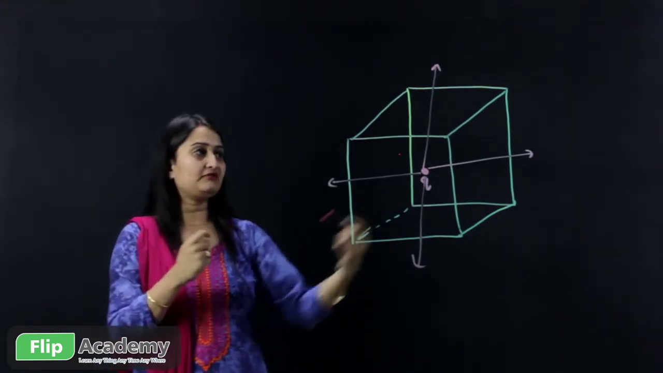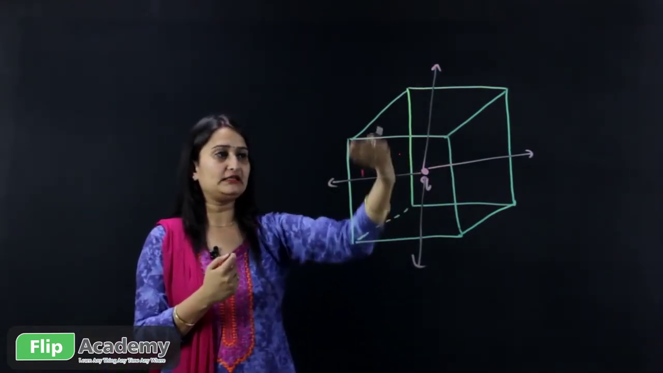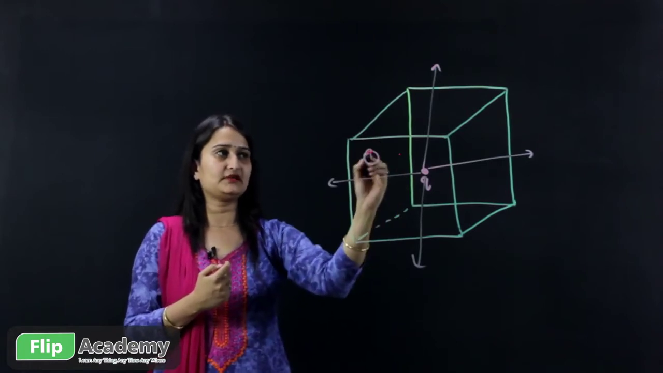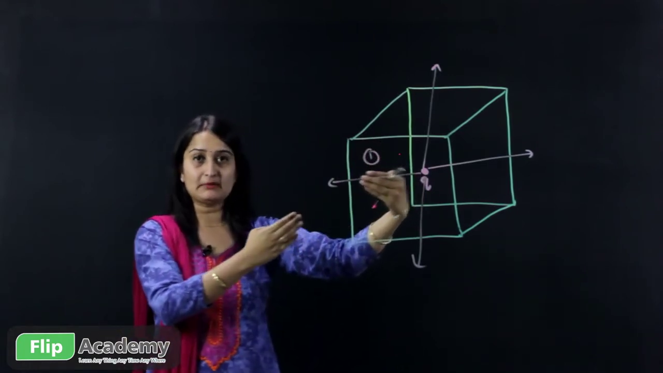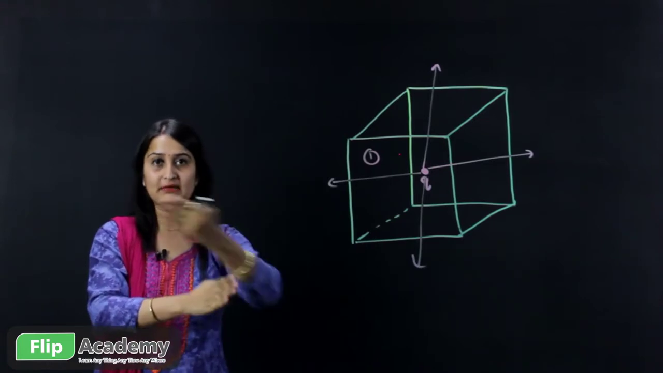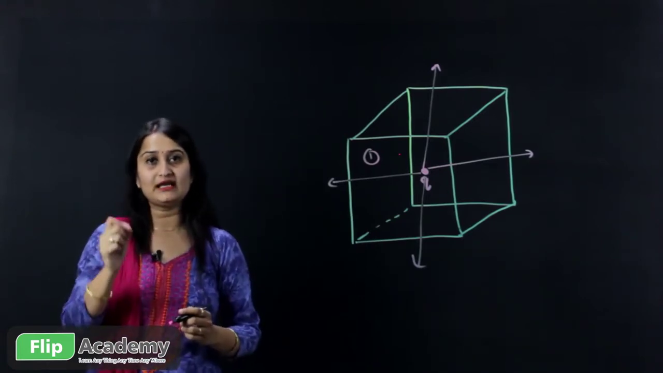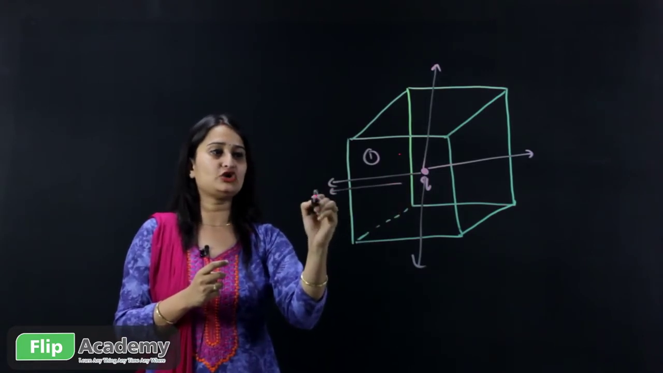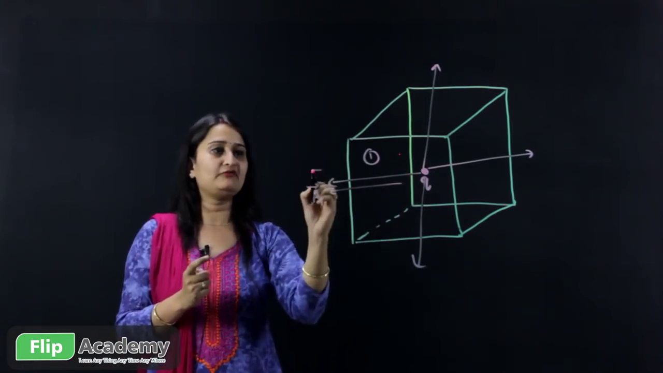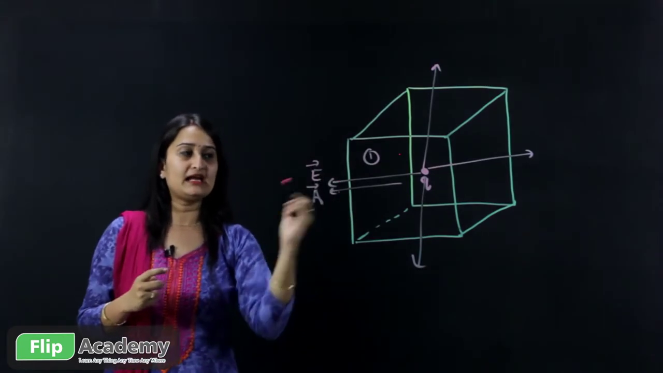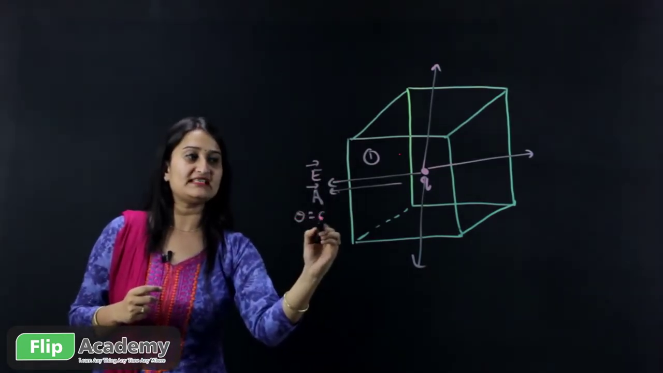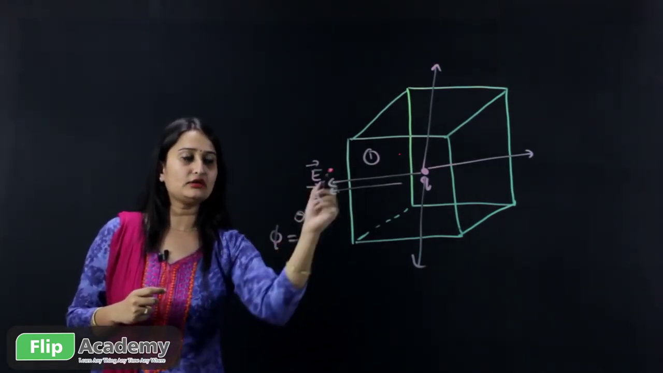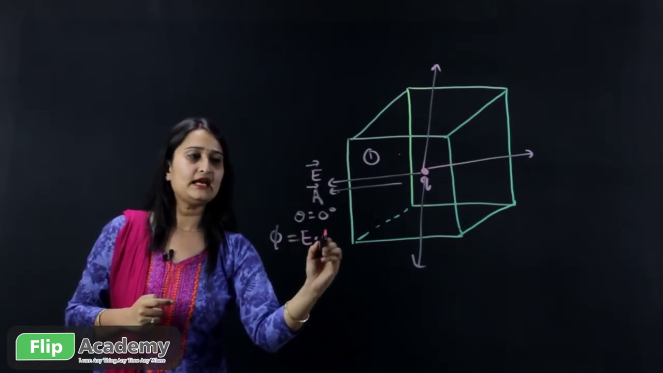In this condition, when the electric field is coming out, if I consider this first surface, the electric field is coming out from inside. What is the direction of the area vector? The area vector is also coming out. This is the direction of the area vector, and the electric field is also coming out. What is the angle between the two? The angle between the two is 0 degree. So the flux along the first surface is E dot A.